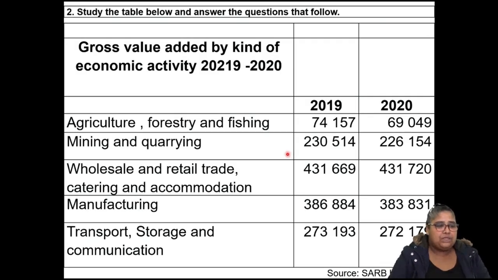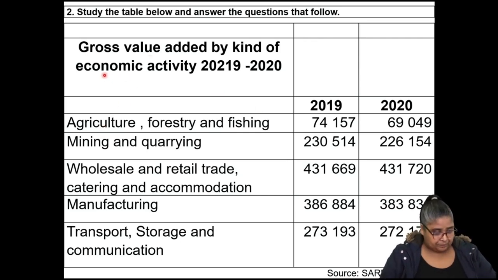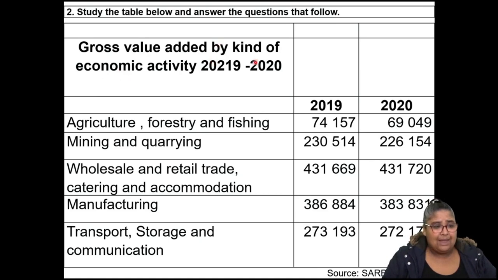Right. So the question reads as follows. Study the table below and answer the questions that follow. Now I'm going to look at the table. The first column is gross value added by kind of economic activity. This is for 2019 to 2020, so it's for one financial year, one fiscal year. These are official figures. The source is the South African Reserve Bank's bulletins. These are actual figures from the government regarding trade and production in South Africa.